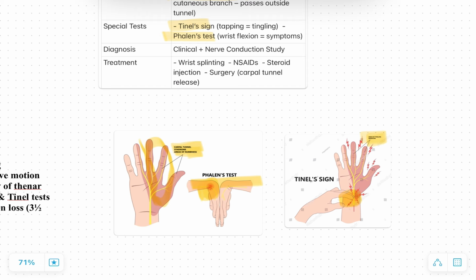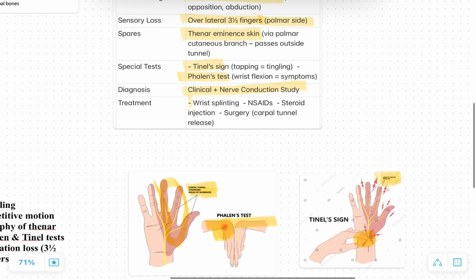Next, diagnosis is by clinical findings and nerve conduction studies. Treatment is wrist splinting and NSAIDs, steroid injection, and surgery for carpal tunnel release.